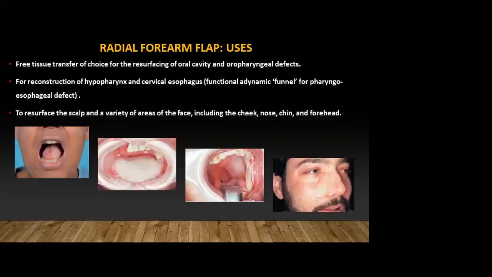So, in a nutshell, what are the uses of radial forearm flap in the head and neck area? It is the free tissue transfer of choice for resurfacing of the oral cavity and oropharyngeal defects. It is also used for reconstruction of the hypopharynx and cervical esophagus, as a functional aerodynamic funnel for pharyngoesophageal defects. And it can also be used to resurface the scalp and a variety of face defects, including the cheek, nose, chin, and forehead.